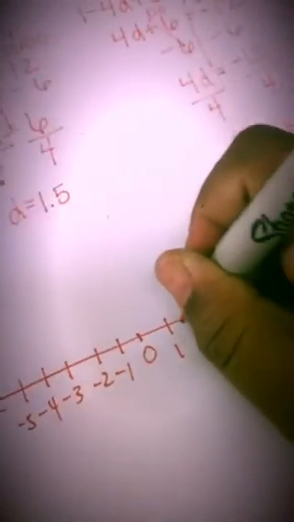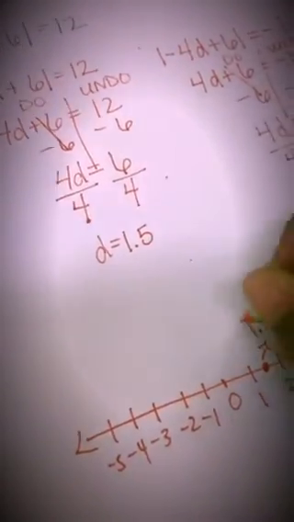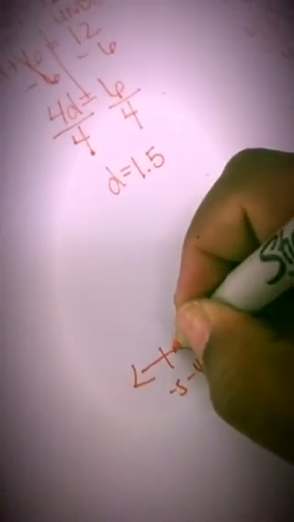To graph these two sets, I know that D can equal 1.5. That's halfway between 1 and 2. As well as negative 4.5. That's halfway between negative 4 and negative 5.